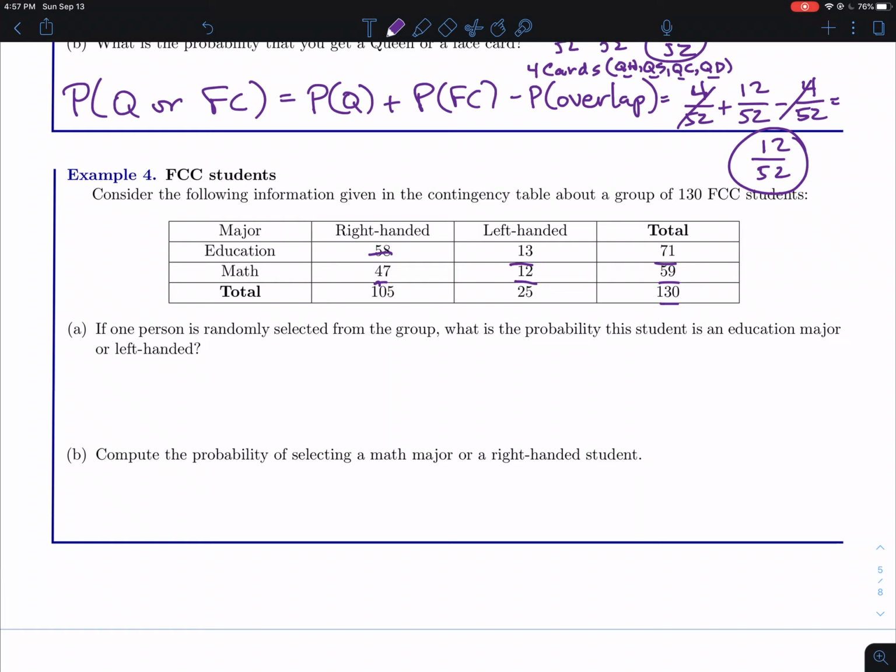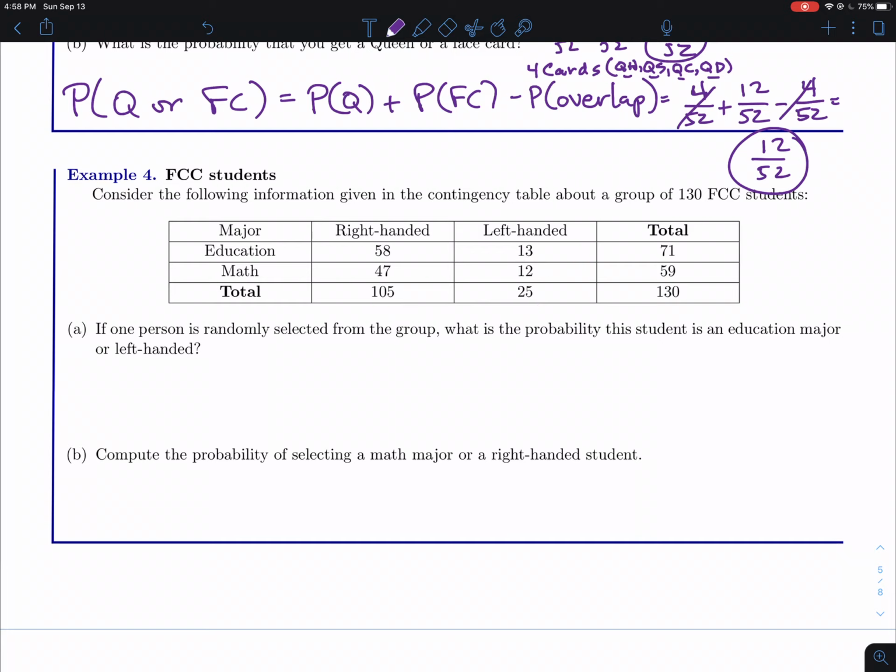And then if we read these up and down, in this case I've got 58 right-handed people plus another 47 right-handed people for a total of 105 right-handed people. I've got 13 left-handed plus 12 left-handed for a total of 25 left-handed people. So that's kind of how we read the different parts of the table.